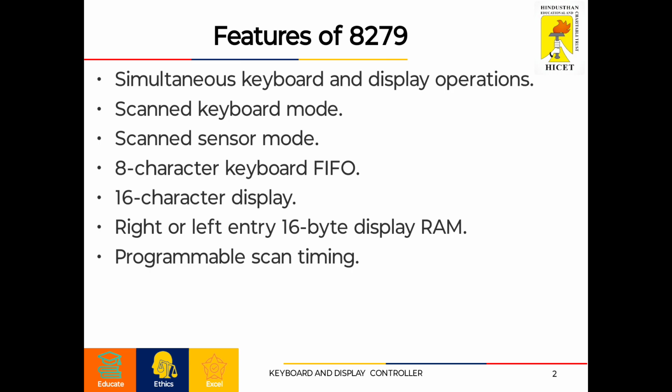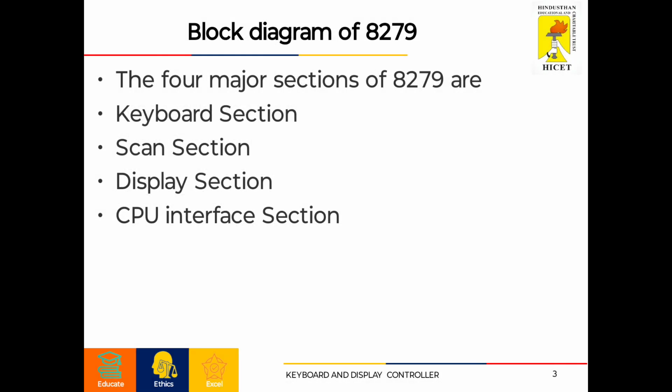Next one is display of 16 characters. Next, right or left entry is allowed in the display. Next, programmable scan timing. Now we are going to see the block diagram of 8279. In this 8279 block diagram, the major 4 sections are keyboard section, scan section, display section, and CPU interface section. Now we are going to see them one by one.